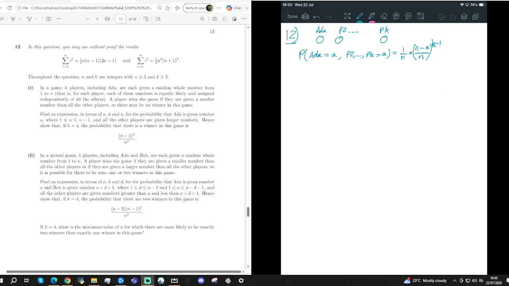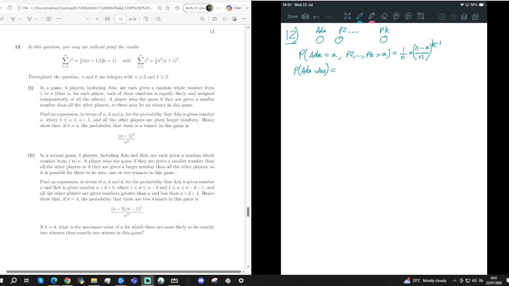Okay, well, let's first find the probability that Ada wins. Because if we can find the probability that Ada wins, that's going to be the same for the other 3 players, because everything's symmetric here, and then the probability of a winner is the total of those 4. So basically I can times this probability by 4 once I have it.